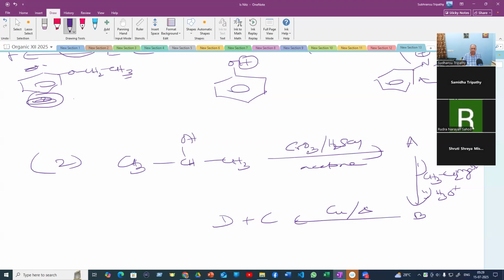Are you kidding me? You have gone up to B and you cannot move ahead. This is something like kidding me. What happens when a 3-degree alcohol is subjected to red hot copper treatment? We studied this in the chapter on alcohols, and you have completely lost it.